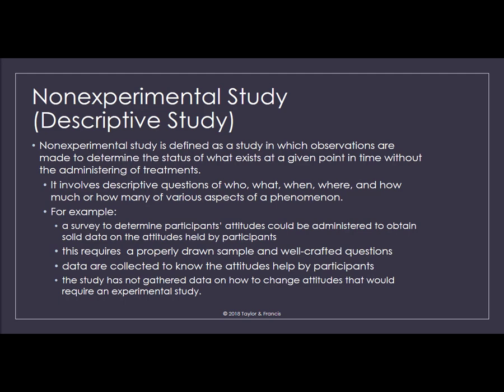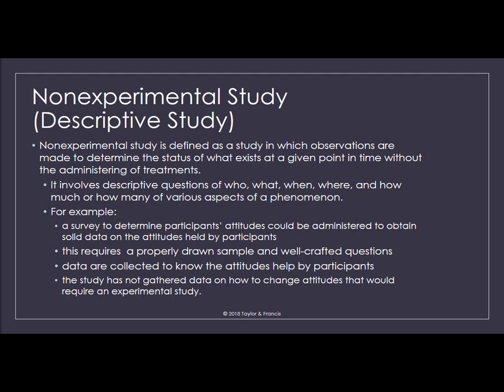A non-experimental study is defined as a study in which observations are made to determine the status of what exists at a given point in time without administering treatments. It involves descriptive questions of who, what, when, where, and how much or how many of various aspects. An example would be a survey to determine participants' attitudes, which could be administered to obtain solid data on the attitudes held by participants. This requires a sample and well-crafted questions, typically collected through a survey. The study has not gathered data on how to change the attitudes, which would be required of an experimental study.